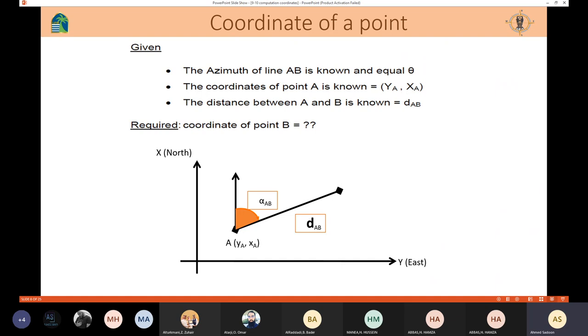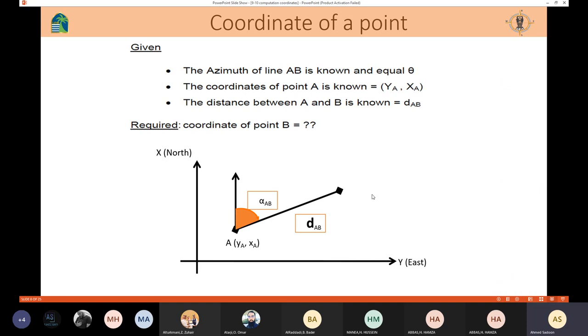Now let's talk about the second scenario, the coordinate of a point. The first scenario is the inverse problem. The second scenario is a coordinate of a point. In this case, you will be given the coordinate of the first point, the starting point. You will be given YA and XA. And also you will be given the distance between the two points. And also you will be given the azimuth of that line.